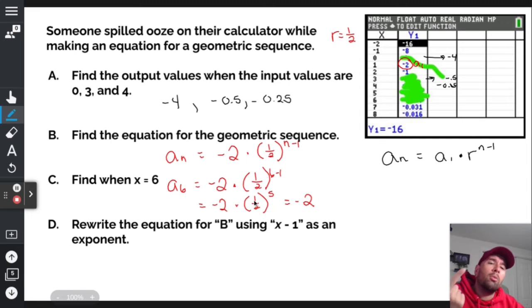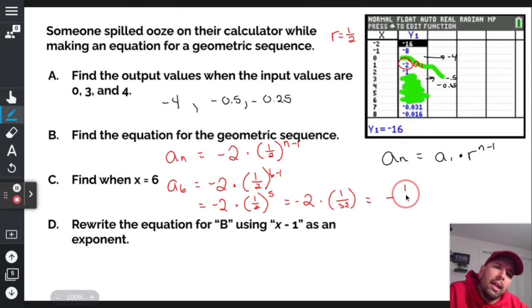I know that 2 times 2 is 4. So 1 over 2 times 1 over 2 is 1 over 4, because you do 1 times 1 and 2 times 2. So what does that mean? That means if I do 1 times 1 times 1 times 1 times 1, 5 times, I get 1 on the top here. If I do 2 times 2, 4, times 2, 8, times 2, 16, times 2, I get 1 over 32. Multiply 1 over 32 by negative 2, and you get negative 1 over 16, and that's what happens when x is 6.